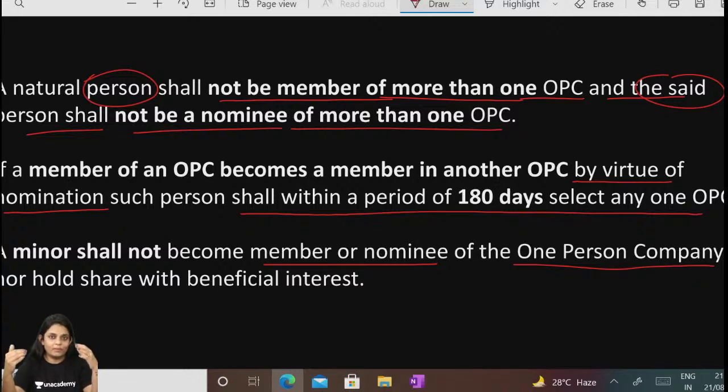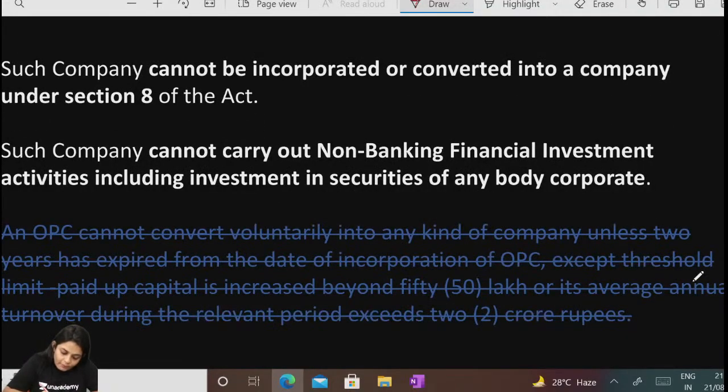So when I make an OPC, will the motive of an OPC ever be a charitable purpose? No. In fact, the Act only says that you will never start an OPC with the motive of not earning profit. You cannot incorporate an OPC for a non-profit, or convert an OPC into a non-profit company. The motive of an OPC is always to earn profit. So an OPC cannot incorporate as or convert into a Section 8 company. A Section 8 company is a non-profit company, so such a company cannot be incorporated or converted into a company under Section 8 of the Act.